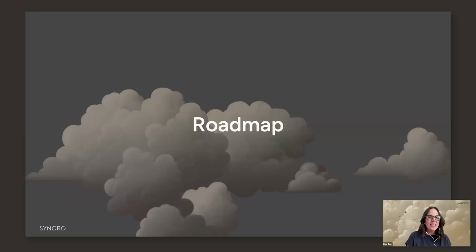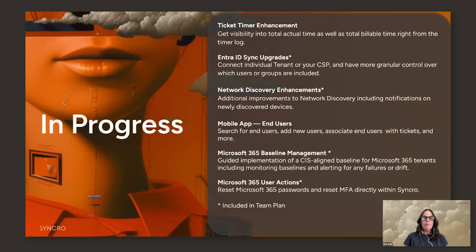Sounds great. Thanks, Andy. So if we hop into the public roadmap, first up, we have a set of projects that are in progress. And for most of these, we've talked about the bulk of these already: the ticket timer, the Entra ID sync, baselines, user actions. So there are two that we haven't really covered. And so I'm going to hand it to Kristen to cover network discovery, and then I'll chat a little bit about what's happening in the mobile app.